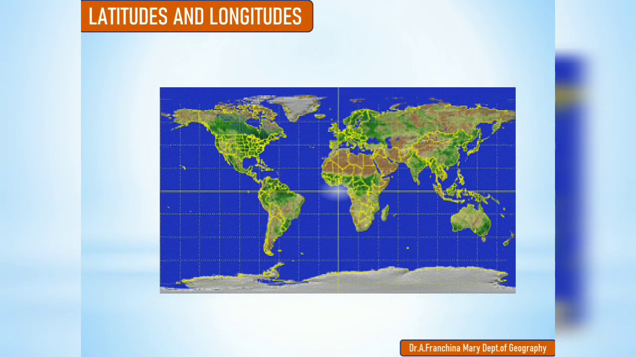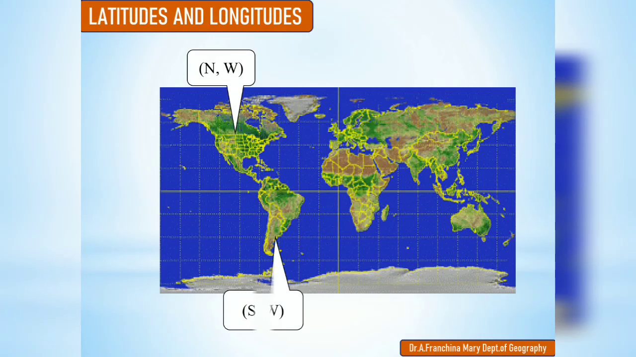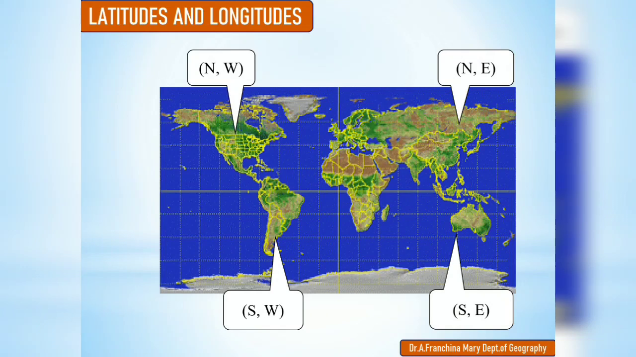The direction letter N tells us we are north of the equator, and S tells us we are south of the equator, and E tells us we are east of the prime meridian, and W tells us we are west of the prime meridian. These latitudes and longitudes are called geographic coordinates. So geographic coordinates are one of the important map elements.